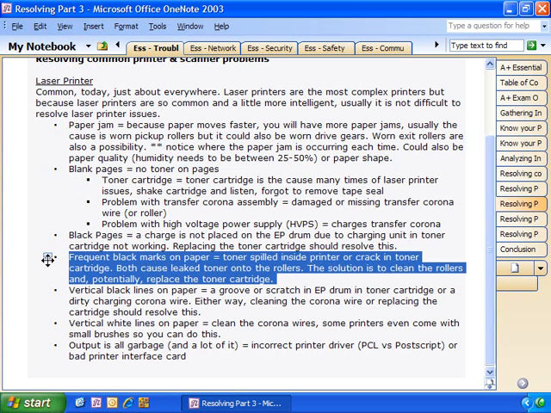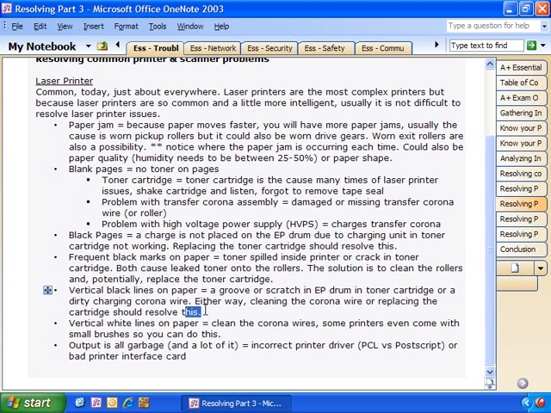The next one is frequent black marks on the paper. This could be caused by toner spilled inside the printer or a crack in the toner cartridge. Both of these cause toner to leak onto the rollers. Now the solution is to clean the rollers and potentially replace the toner cartridge.